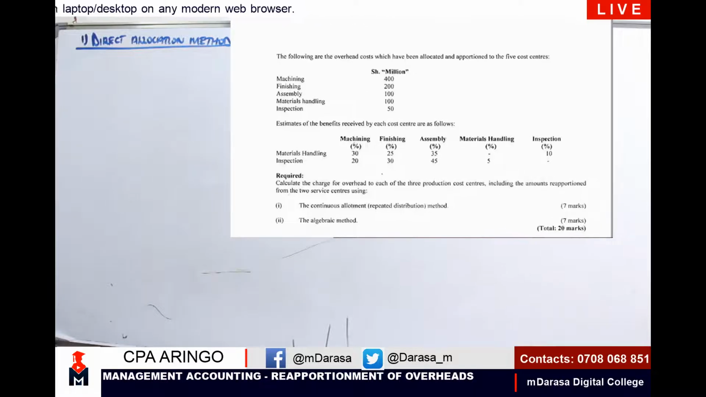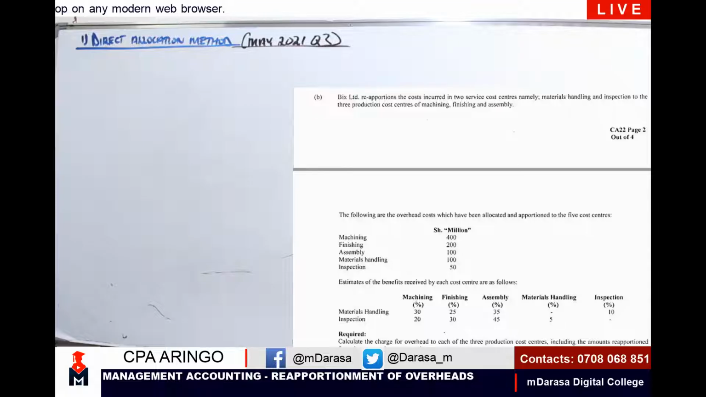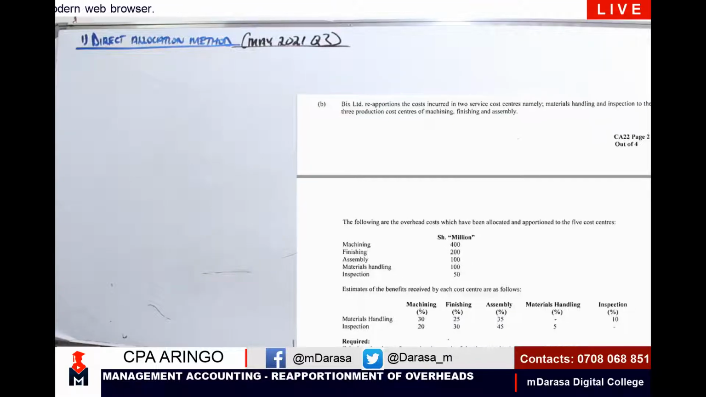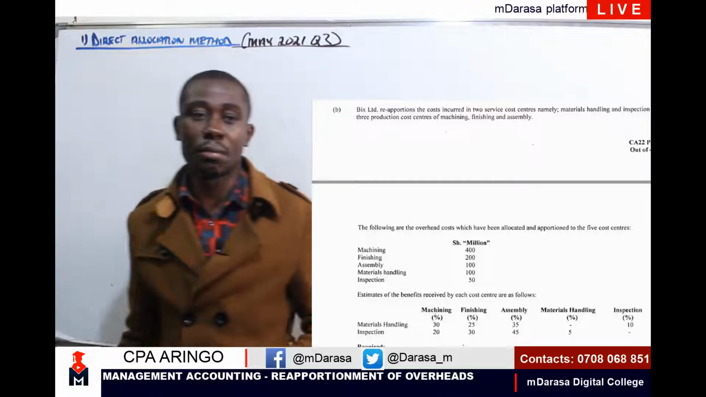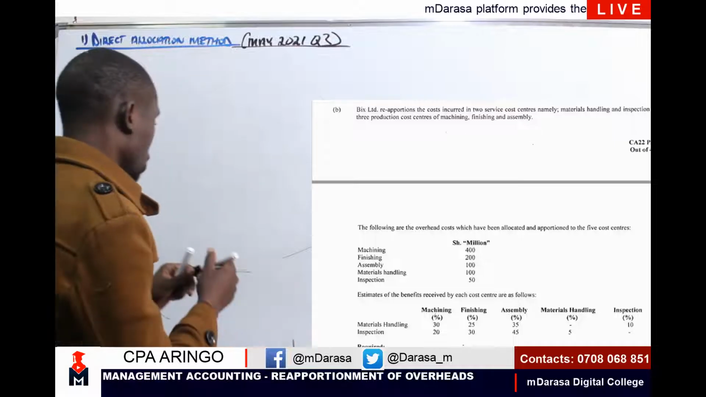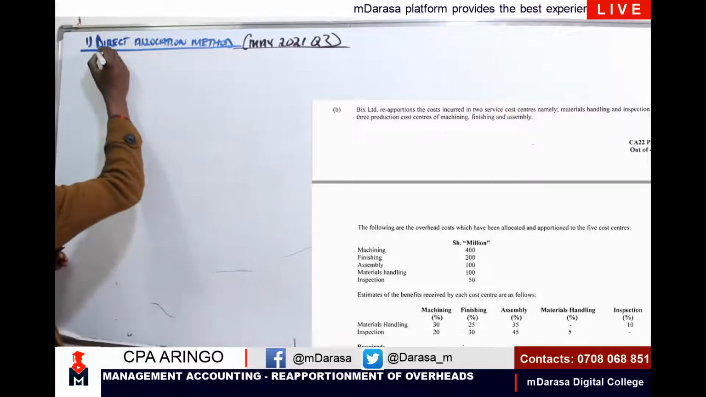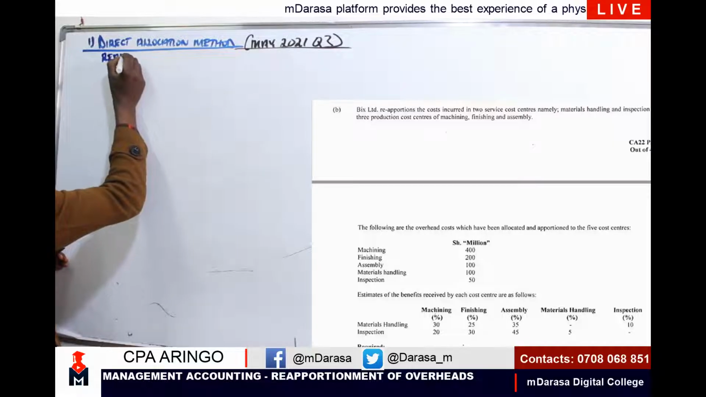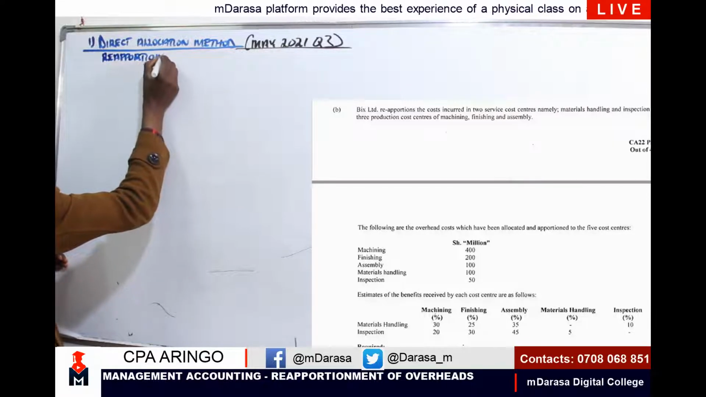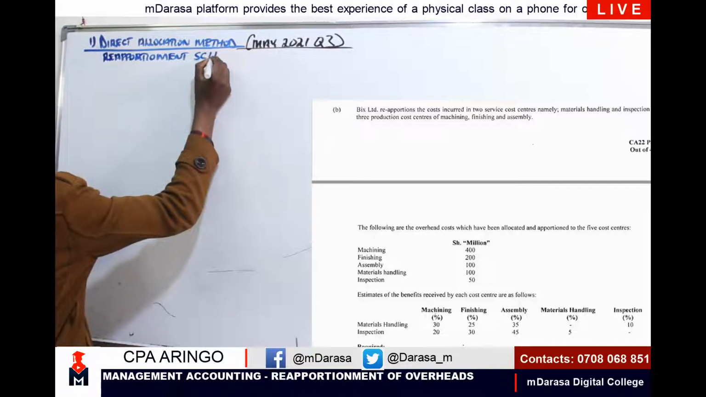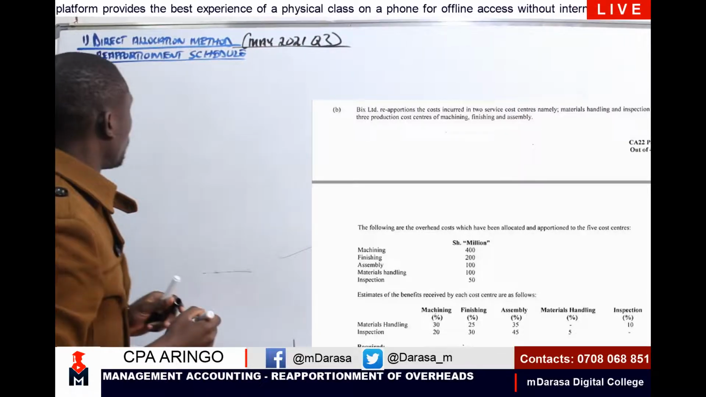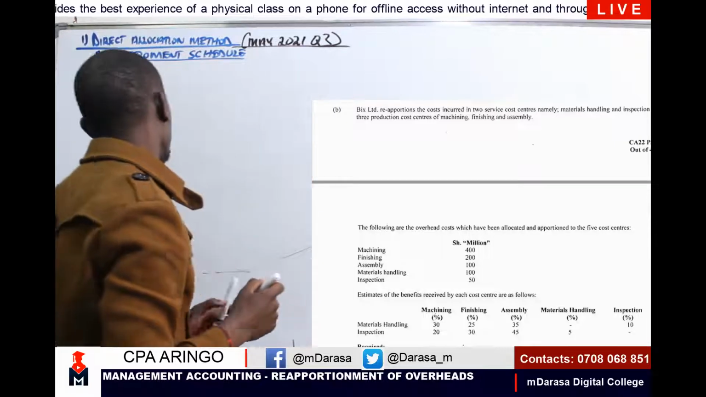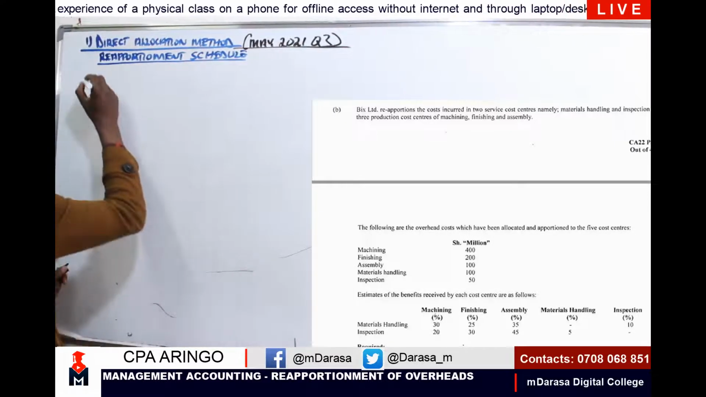So I'm squeezing this question of ours here. I hope it will still be visible. Okay. So whatever that I'm requested to do here is to reapportion our service department overheads to our production department. So looking at our reapportionment schedule, this is what we should be having. I should be talking of, number 1, of course, our overheads here.